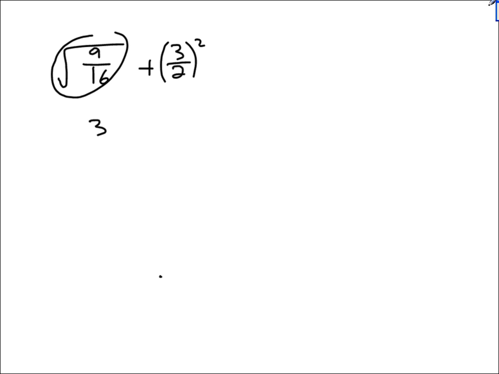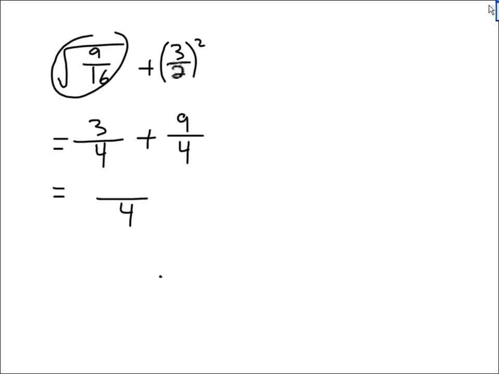Very important rule. So, if somebody were to ask you, what is the square root of 9 over 16 plus 3 halves squared? Well, this number is the square root of 9 over the square root of 16, which is 3 over 4, plus 3 squared over 2 squared.